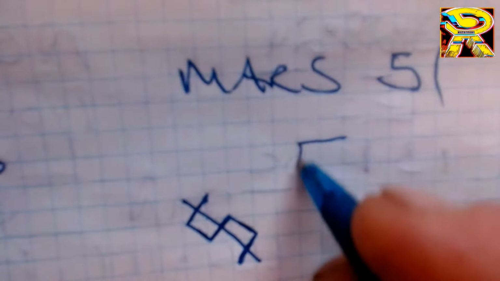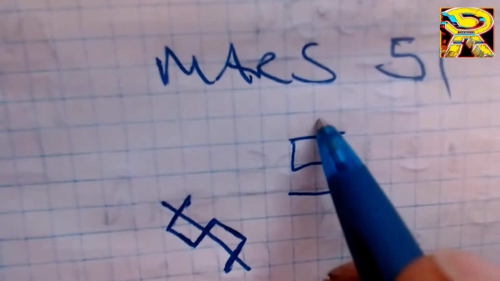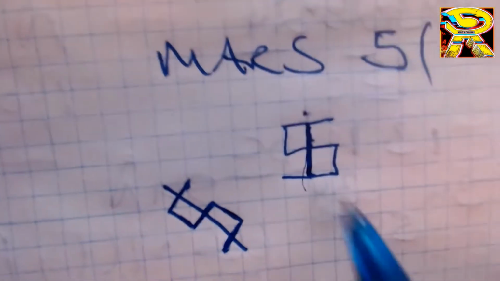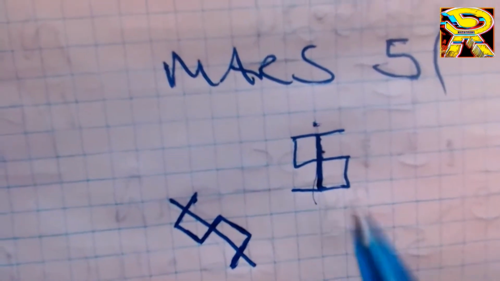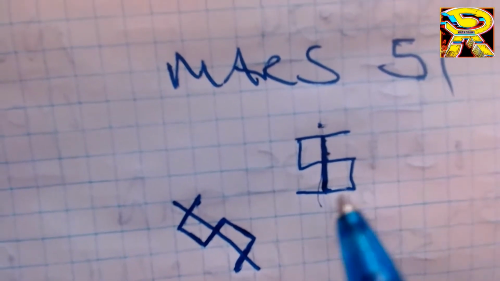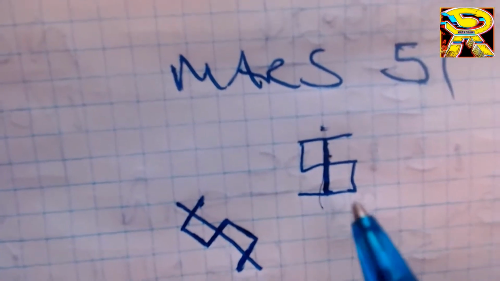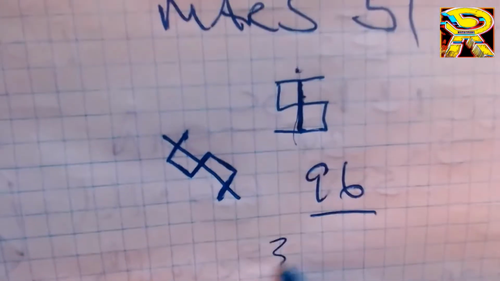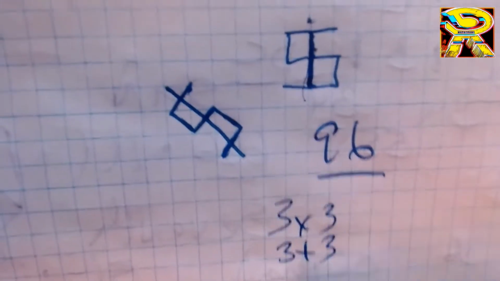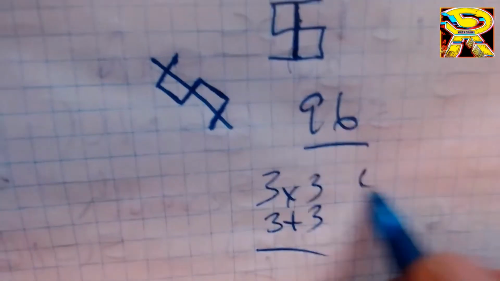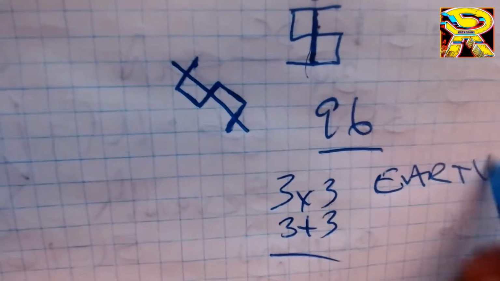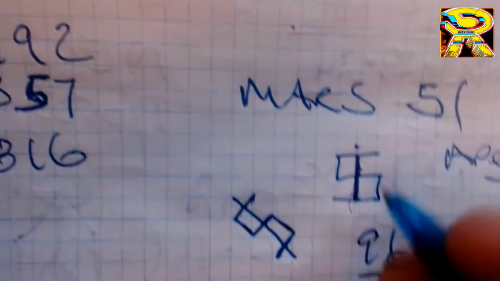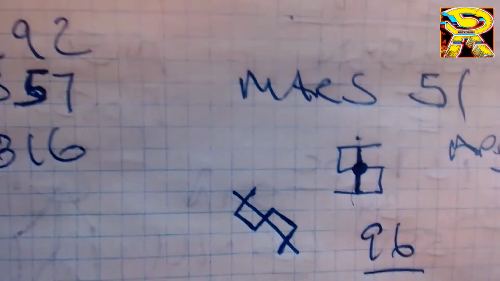Now, I drew it on the angle because if you take a look, okay, if I draw it the other way, this is the obligation in order to have that center line. But this is not the dollar sign. This is more like the percentage sign. And once we draw it this way, what is 5? And we put 1 inside of it, you end up with 96. 3 times 3, 3 plus 3. This is Earth. This is ape. Mars gets a singular dot, right like that over here.